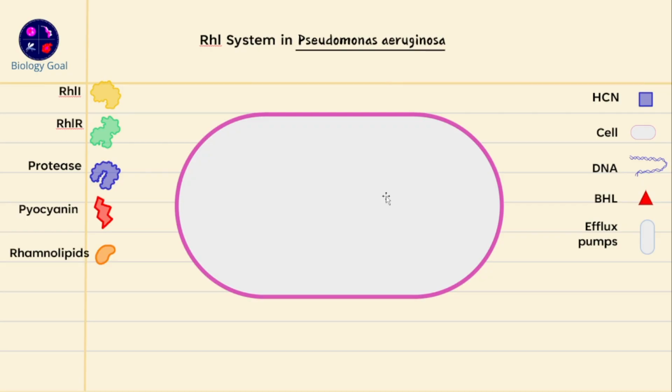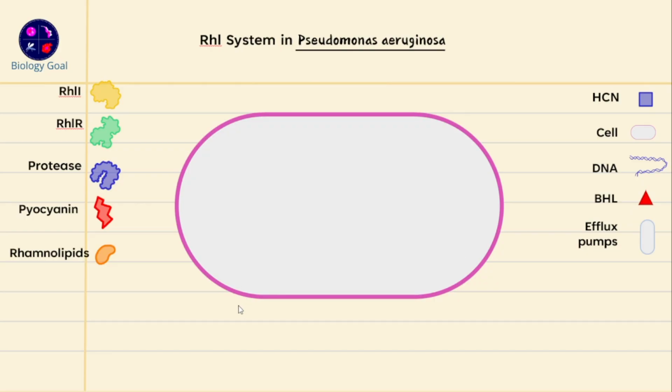So in Pseudomonas aeruginosa, to cause infection, there is a system of virulence regulators that are present. In the previous video, we covered the Las system. In this one, we will be covering the Rhl quorum sensing system and what happens in that system. What are the virulence factors that are being regulated by this quorum sensing system?